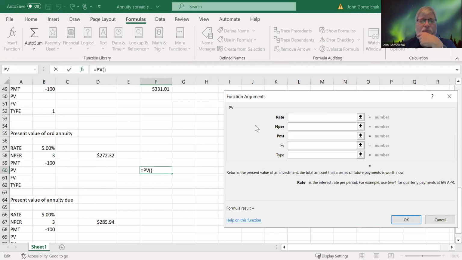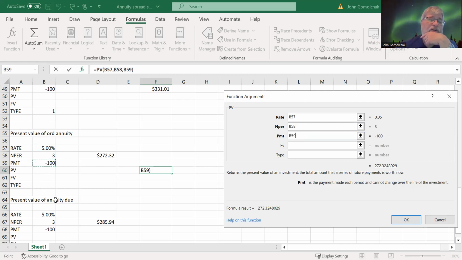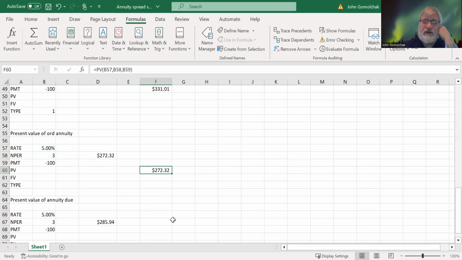It'll give me my input boxes of rate. So once again, I'm going to use the cell B57. The number of periods, I'm going to use B58. And the payments, I'm going to use B59. And since this is an ordinary annuity, I don't have anything in type. So if I had a 0 there, that'd be fine. If I leave it blank, that's fine. I hit OK in my input box, and it calculates it out for me at $272.32. Okay, so that's how that works.